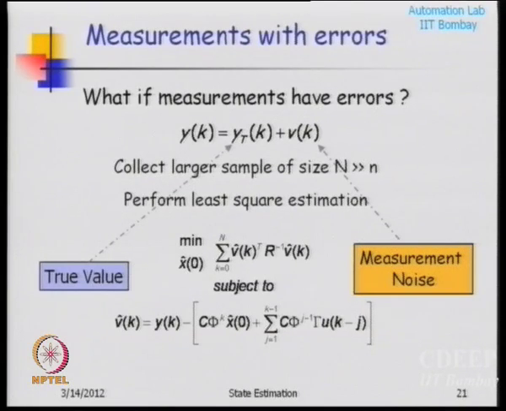Okay, now if we look at V as a stochastic process, we can say it's a white noise, a zero mean white noise with some covariance R. In that case, here I am trying to construct an objective function which is the sum of the square of errors. Okay, let me just write this down.